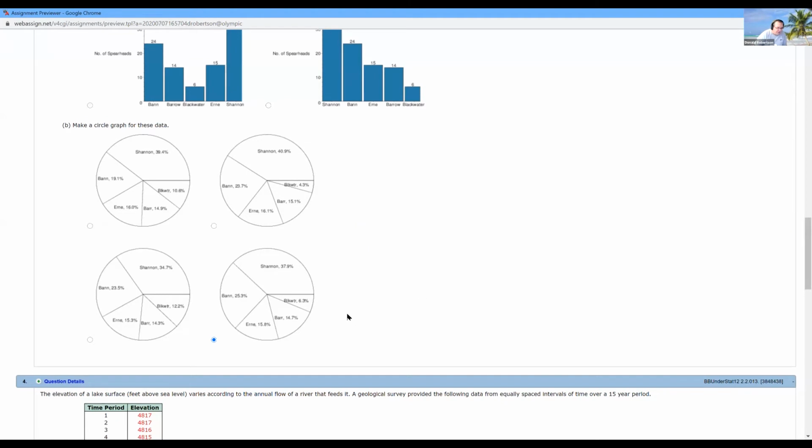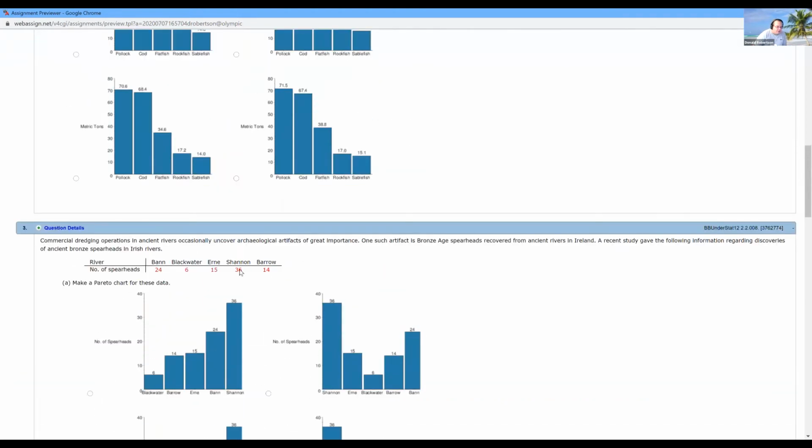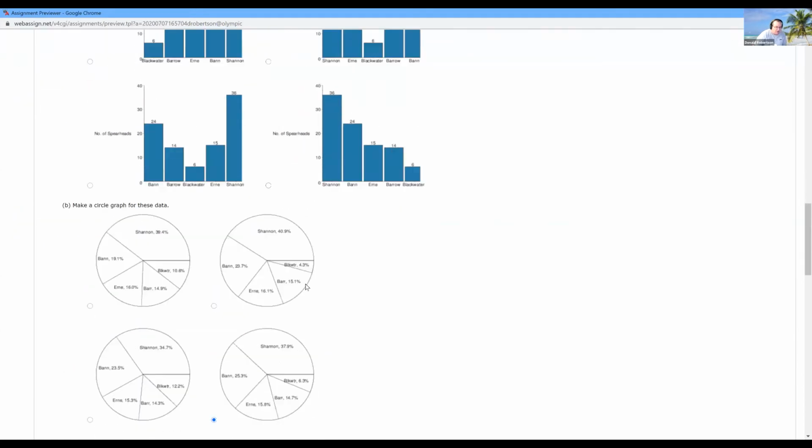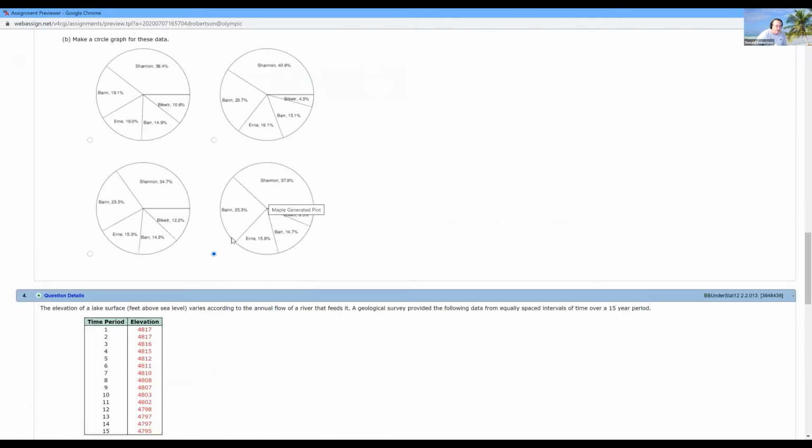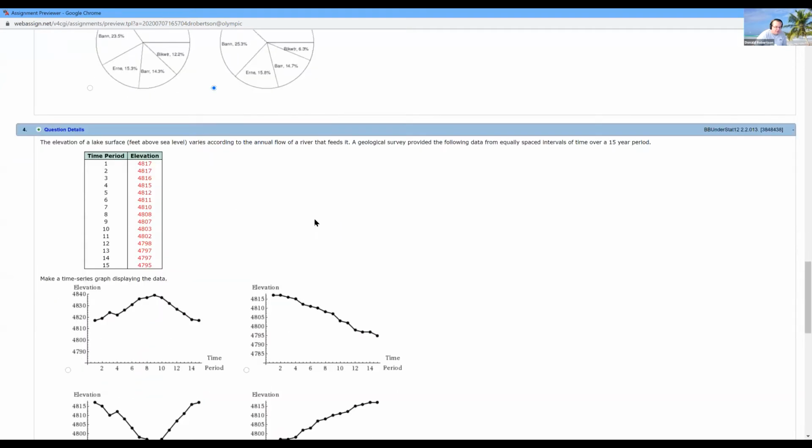So I'll show you how I did that again. I found the total number of things altogether, there was 95. I found out what 36 out of 95 is as a percentage. I did that by going 36 divided by 95 times 100, and the answer I got, rounded off, was 37.9, and that's why I chose that one. So we cool with that? Apart from that, I think the questions are pretty straightforward.